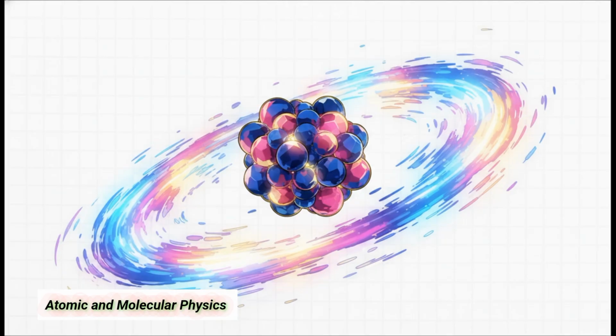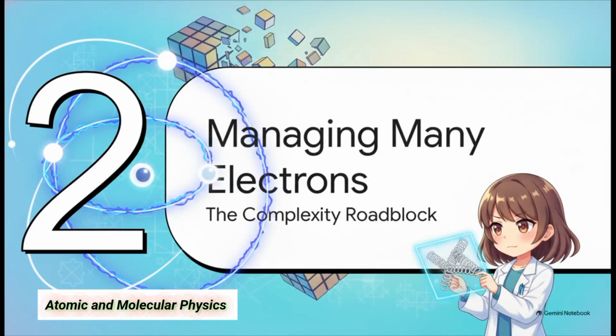That Darwin term describes this incredibly rapid quantum jitter, literally called Zitterbewegung, which means trembling motion in German. It physically smears the electron's position and softens the pull of the nucleus. It's just wild how much nuance exists inside just one single atom. Moving on to Section 2, managing many electrons, and the complexity roadblock.